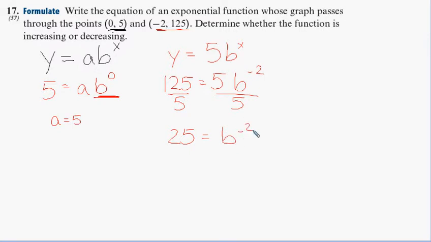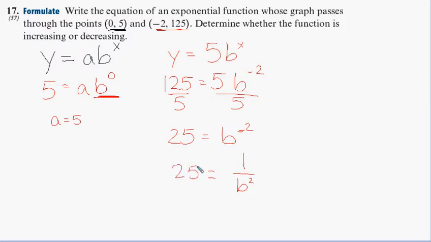Now, if it said b to the 2nd, that'd be a little bit easier, wouldn't it? Because we just need to take the square root of both sides. But here we have this pesky negative, right? So I'm going to remind you of something that you know about negative exponents. You can take care of negative exponents by moving them to the denominator. That's a perfectly legitimate move. And so if we've done that, we can say this.